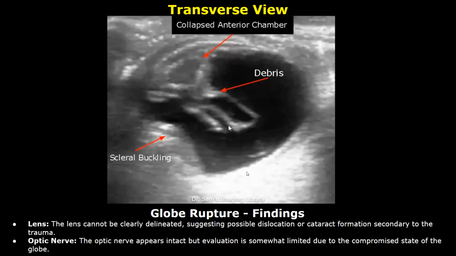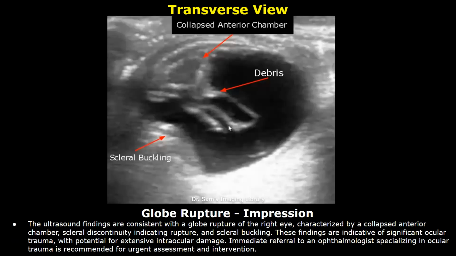The lens cannot be clearly delineated, suggesting possible dislocation or cataract formation secondary to the trauma. The optic nerve appears intact, but evaluation is somewhat limited due to the compromised state of the globe.